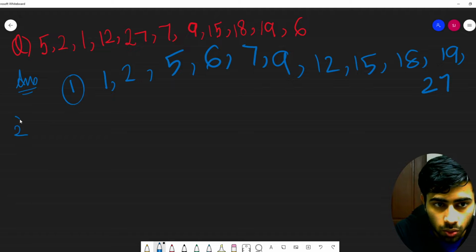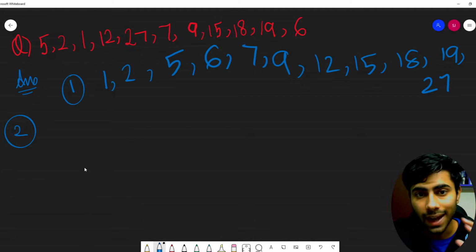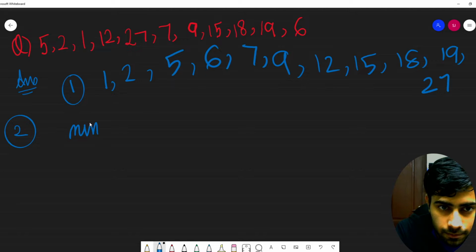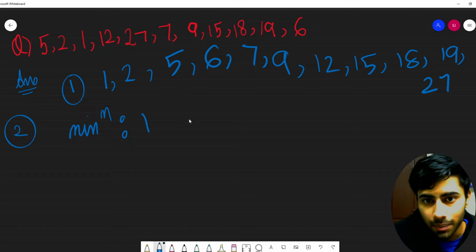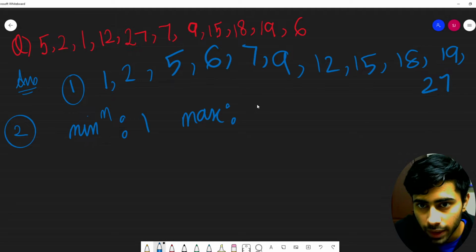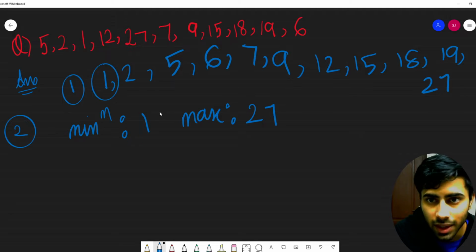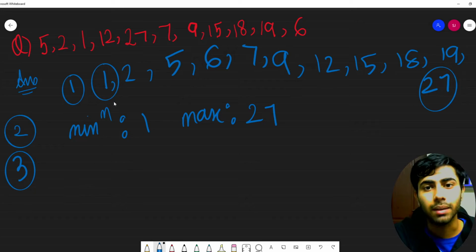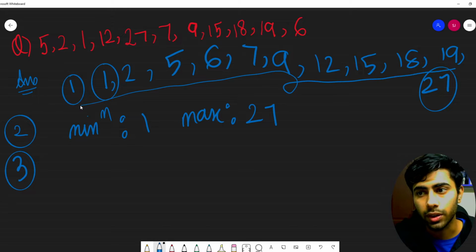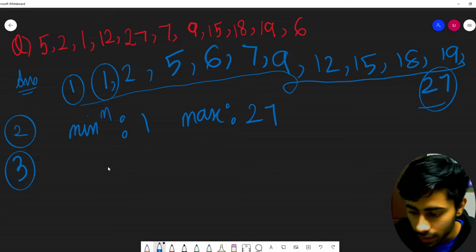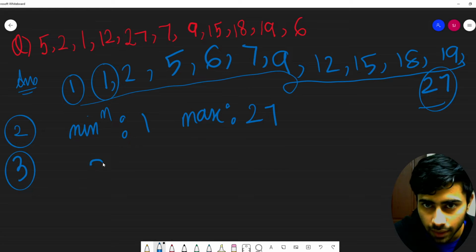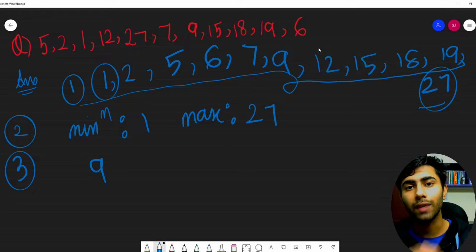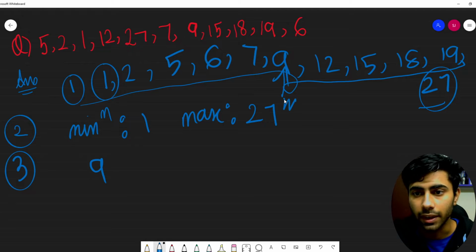In step number 2, I have to find the maximum and the minimum element out of this sorted order. So my minimum element is going to be 1 and my maximum element is going to be 27. This is the minimum element and this is the maximum element. Now in step number 3, I have to simply find the median of this sorted data set. So my median is going to be 9, because 9 perfectly divides my data set into lower half and the upper half. So 9 is going to be my median.